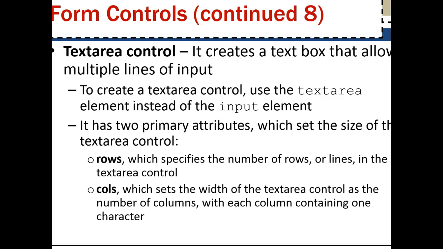The text area element also has two primary attributes, which set the size of the text control. The rows, which specifies the number of rows, or lines, that the text area control has, and then the columns, which sets the width of the text area control as a number of columns, with each column containing basically one character.